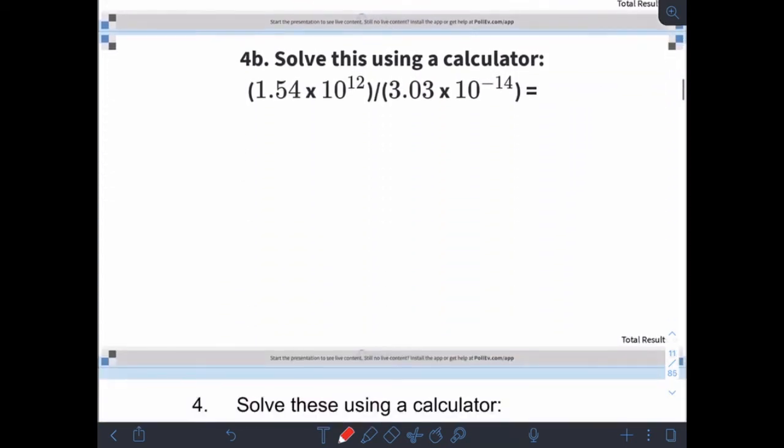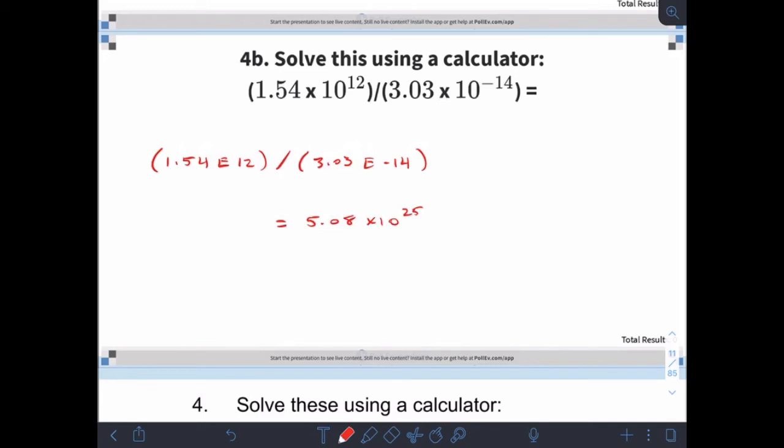Now 4B. I'm going to let you work on this, give us a pause, and we'll come back. Now, if you've entered this into your calculator like this, E12 divided by 3.03 E negative 14, hopefully you got an answer back in scientific notation because we switched modes into scientific: 5.08 times 10 to the 25.